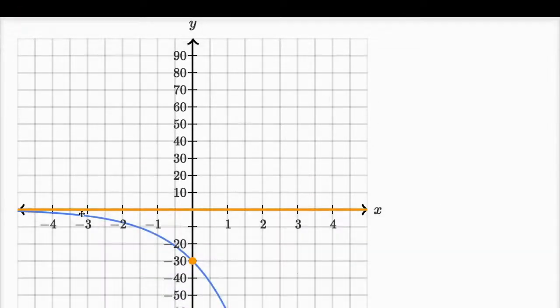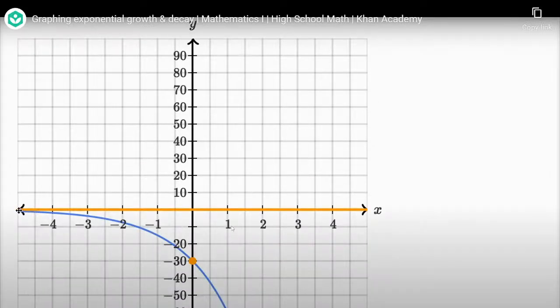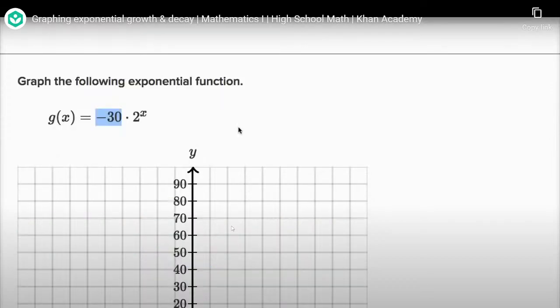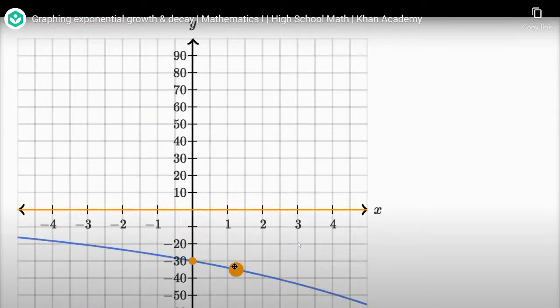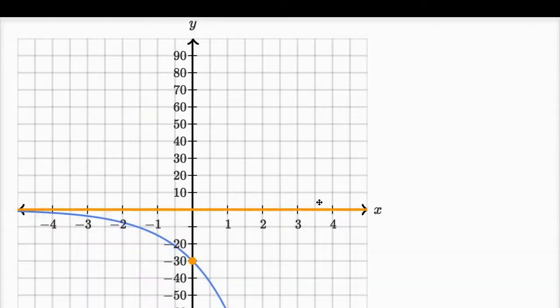So let's think about what happens when x becomes really large. We get a very big number times minus 30, so it becomes very negative. And so let's think about when x is equal to 1, the value of the graph is negative 60.